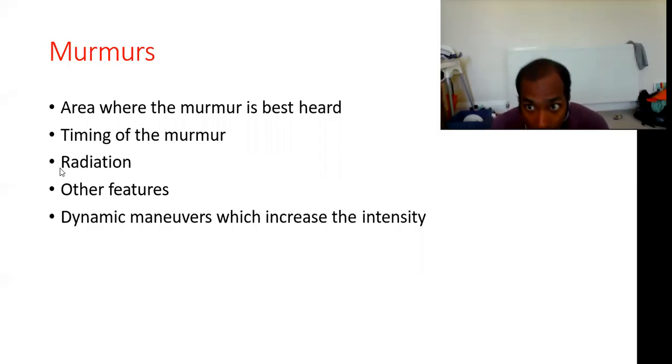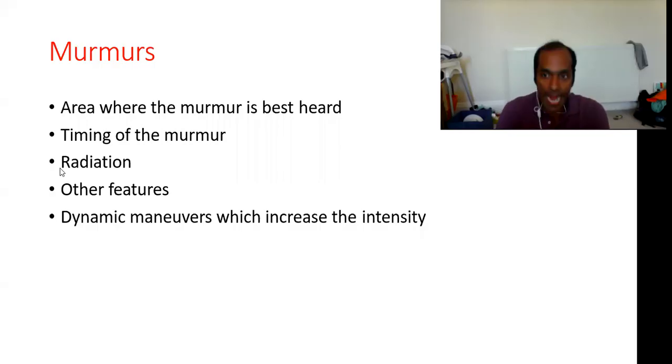So these could be other features, or the character. You can also call it the character of the murmur, right? And then finally, dynamic maneuvers which increase or decrease the intensity. Some murmurs, especially murmurs arising from the right heart, increase with inspiration because the venous return to the heart is increased. Okay. So inspiration, expiration, these are dynamic maneuvers.